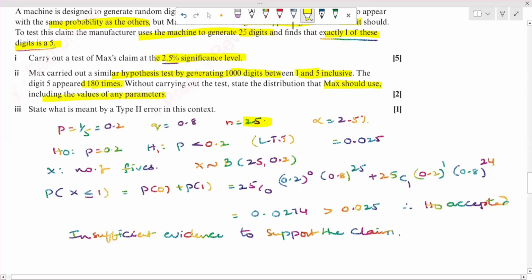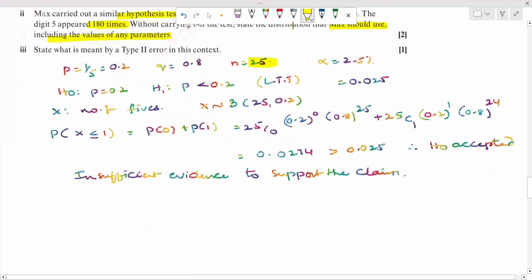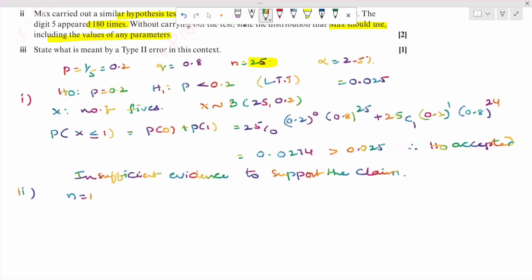First you find the parameters over here, and just write the parameters. The n value is given as 1,000, and the p value will be 0.2 only. So it is binomially distributed, B(1000, 0.2).